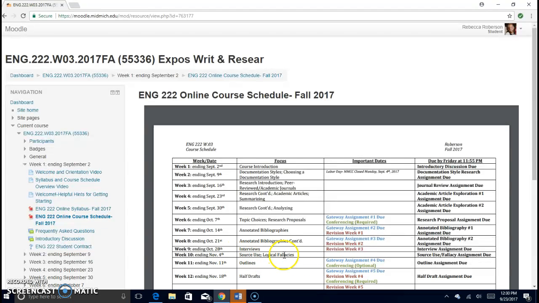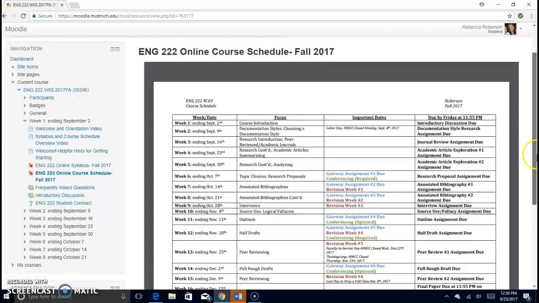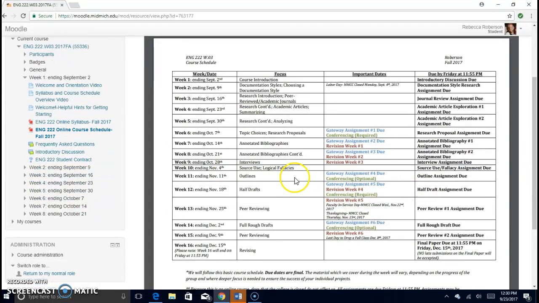After that, we're going to work on including direct quotes, paraphrases, summaries into your papers, and how to avoid logical fallacies. And then you will start the actual writing of your paper. You are going to outline your paper. There'll be optional conferences that week if you're struggling with outlines. You will write a half draft. During week 12, we will also conference, again, before you submit your half drafts.